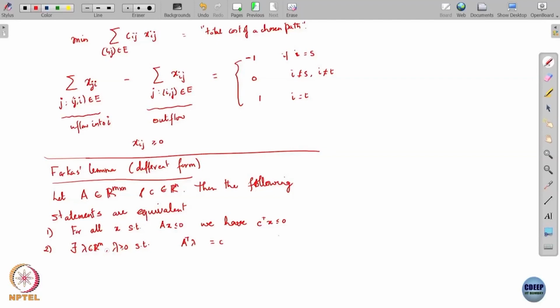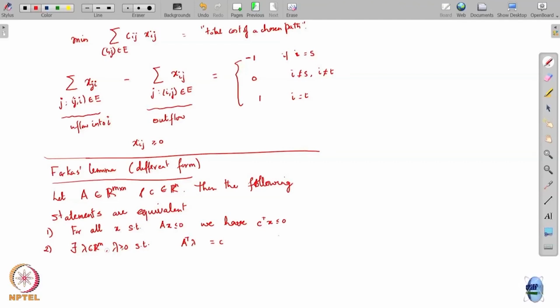Okay. So, consider a cone formed by the columns of A transpose that contains C. That is one statement. The other statement says that if you look at the vectors x such that A x is less than or equal to 0, then they must make an obtuse or greater than or equal to 90-degree angle with C. C transpose x less than or equal to 0. Now, it turns out these two are actually equivalent.